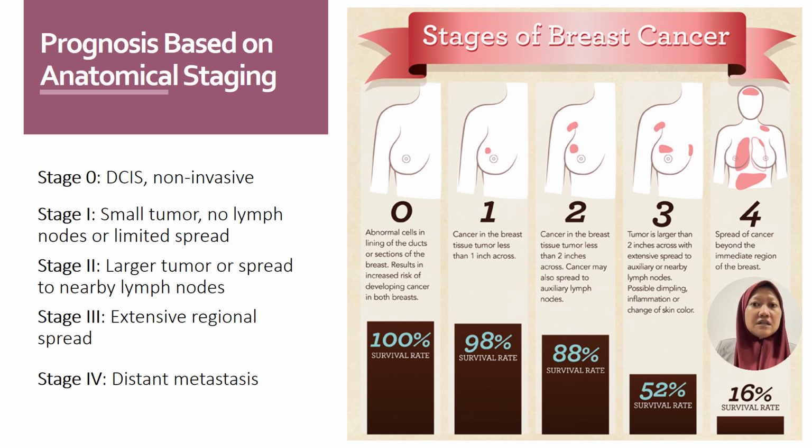Stage 3 indicates a more advanced local spread. The tumor may be larger than 5 cm and may have spread to multiple lymph nodes or even the chest wall or skin. Whereas in stage 4 disease, I think everyone should already know that it has spread to other organs, for example, the lungs, liver, or bones. And based on this anatomical staging, the earlier the stage, the better the prognosis of the patient.